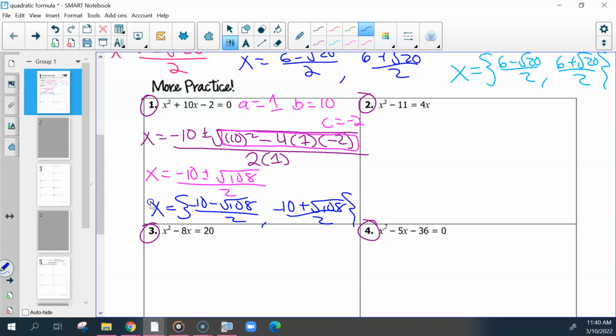Starting with number 2. With number 2, this is not in the same format, so we have to change it first. We're going to move this 4x over by subtracting it, doing the opposite of whatever it says. So when I put this here, I'm not actually subtracting x squared to negative 4x or negative 11 to negative 4x. I'm just moving it to the other side. Equals 0.